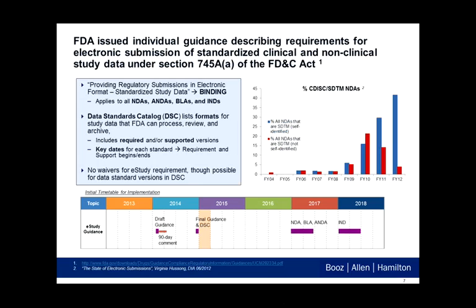So the individual guidance document describes the requirements for electronic submission of standardized clinical and non-clinical study data. Again, this guidance is binding. It has the same application that it applies to, NDAs, ANDAs, BLAs, INDs, the same exemptions. The two main documents that really specify the formats and ways that FDA wants to receive the data. The first is that Data Standards Catalog, which lists out explicitly the formats for study data that FDA can process, review, and archive. And that's an important piece to note because the whole concept of standardization is that it improves the regulatory review process from receipt to review to storage.